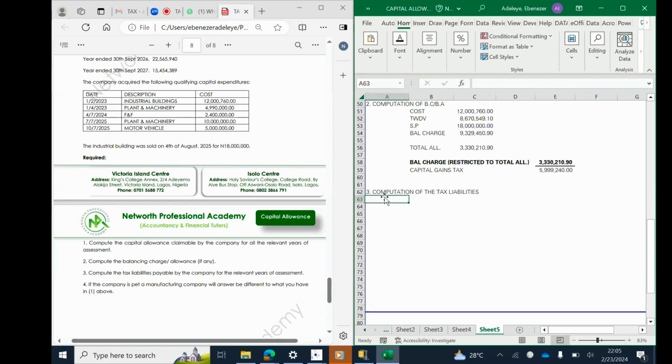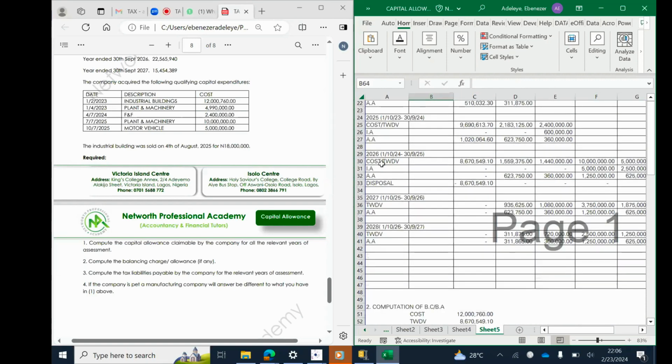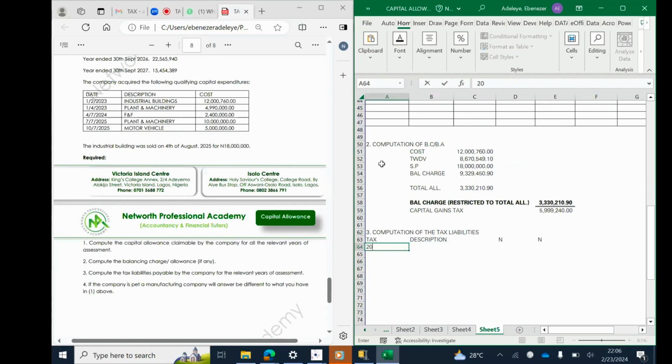So for us to be able to do this, we have a column we call our tax year or our year of assessment. We have another column where we call maybe description, or anything we want to call it. And we have two naira signs: first naira sign, second naira sign. What's our first year of assessment? 2024.